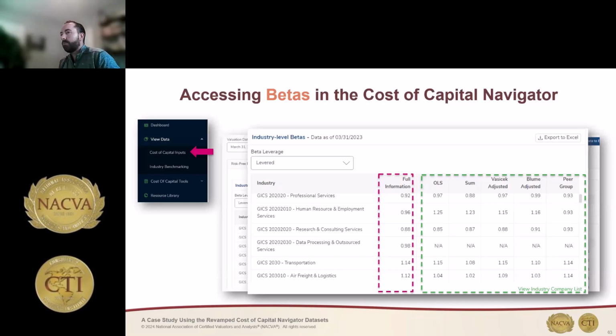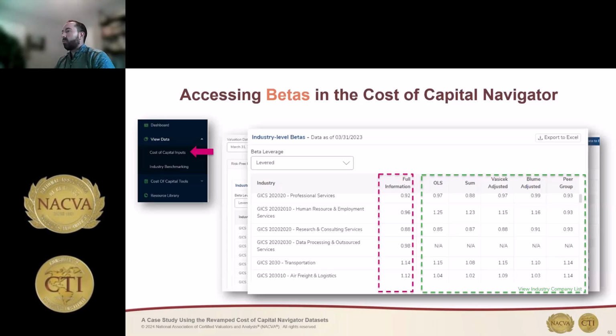Sorry, go ahead, Kevin. No, thanks, Carla. So in our top row, we're looking at different beta types. You can always learn more about what these beta types are in the resources library. In the view data path, there is a resource modal where you can click in and learn more. But these are all betas that are calculated using 5-year monthly returns. In other words, 60 monthly observations.